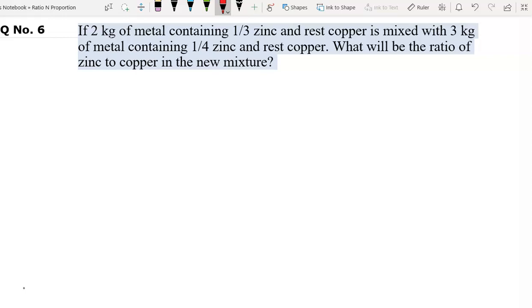Question number 6. If 2 kg of metal containing 1/3 zinc and the rest copper is mixed with 3 kg of metal containing 1/4 zinc and the rest copper, what will be the ratio of zinc to copper in the new mixture? So in this question we have two mixtures, first and second, and we have zinc and copper.